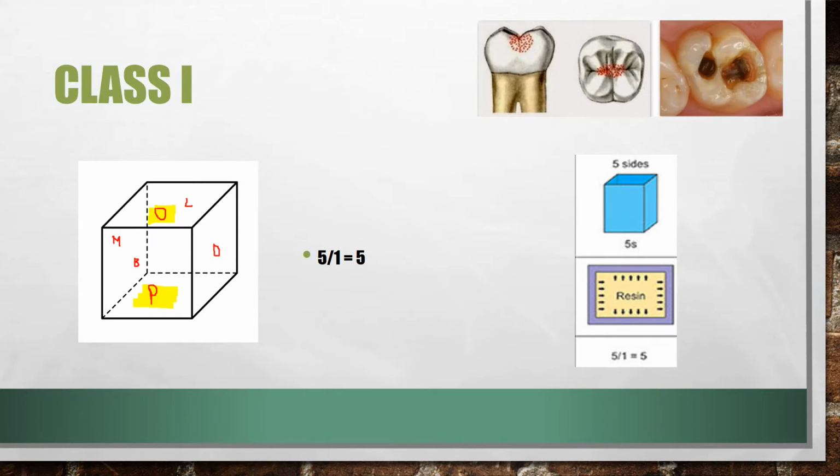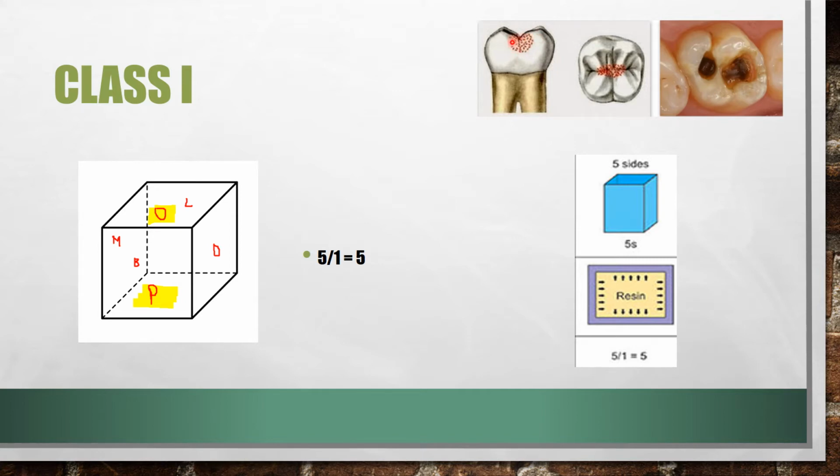Now how? We have seen what exactly a configuration factor is: the bonded walls upon the unbonded walls. According to GV Black, a class 1 cavity is one where the caries involves only one wall. Here it can be the occlusal wall. This is the class 1 cavity in which the cavity involves the occlusal wall.